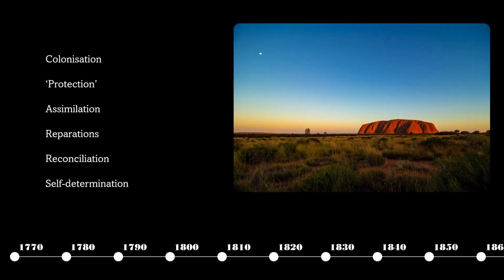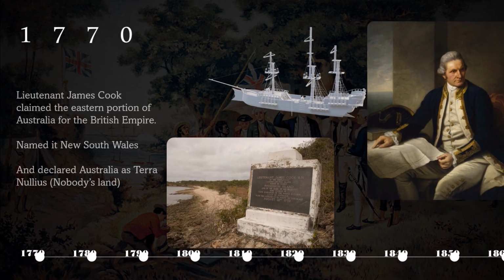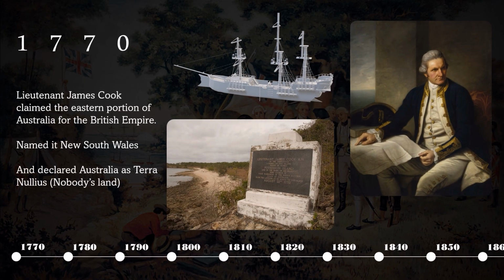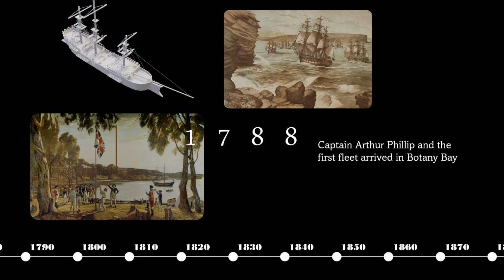Australian government policies towards Australia's First Nations people can be split into several periods of time, beginning with the Declaration of Terra Nullius to the present day and the approaching 2023 referendum. In 1770, Captain James Cook raised the British flag at Possession Island and declared Australia as Terra Nullius, followed by Captain Arthur Phillip and the First Fleet arriving in 1788 and beginning the colonisation of Australia.